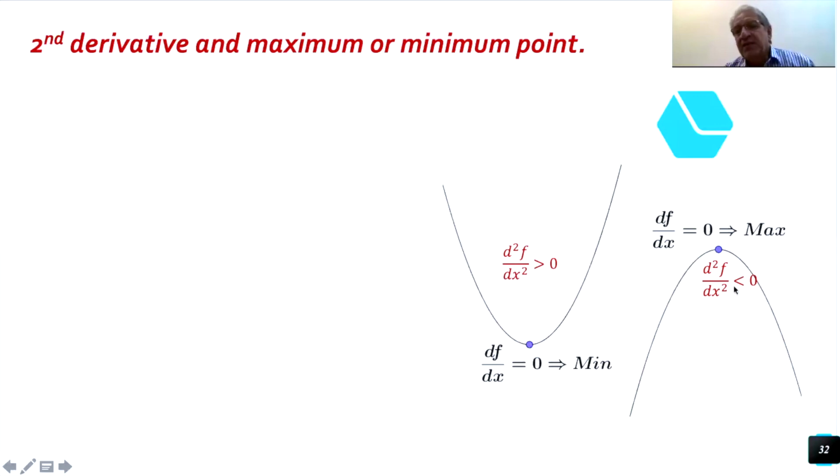If the second derivative is negative, it's concave down, and then this will be a maximum point. Therefore, to determine whether a point is a maximum or minimum, you need to find the second derivative at that point. If that second derivative is positive, the point is a minimum. If the second derivative is negative, the point is a maximum.